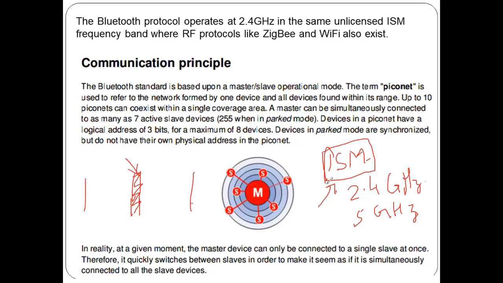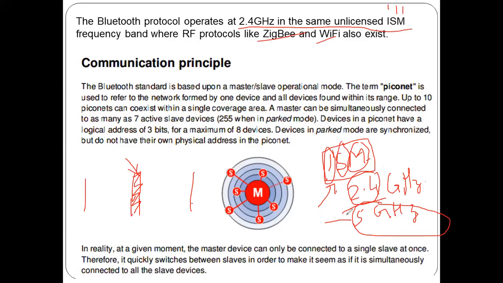So for industrial, scientific, or medical experiment purposes, we are using this free unlicensed frequency. This is also known as unlicensed frequency. Please remember this. So that's why it is written. It operates at 2.4 gigahertz in the same unlicensed frequency ISM band, that is industry, science, and medical band, where RF radio frequency devices like Zigbee and Wi-Fi, all these devices that we use for personal area networks at our home or in our office, are working on these two frequencies. That is 2.4 and 5 gigahertz, right?